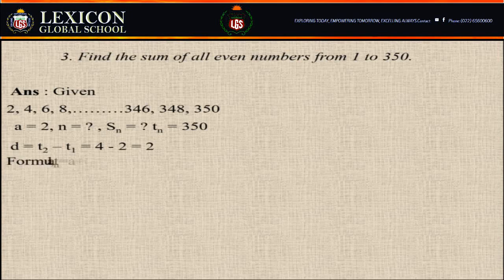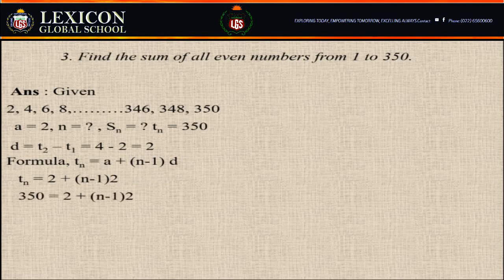First, we are going to substitute the values in the formula of Tn. So Tn is equal to a, which is 2, plus n, which we don't know, minus 1 into 2. Instead of Tn, what are we going to write? 350. So 350 is equal to 2 plus 2n minus 2. Plus 2 and minus 2 will give me 0. So 350 is equal to 2n. n is equal to 175.